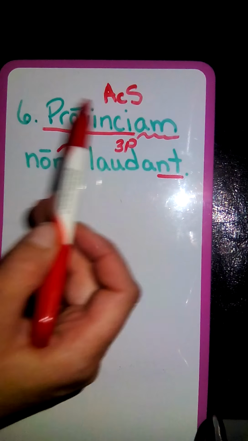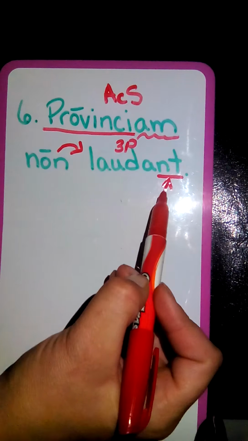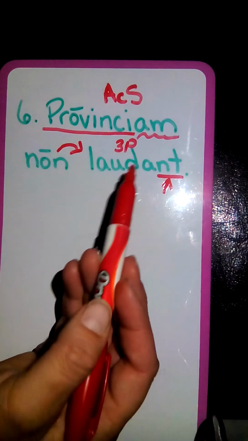Well, what do we know? We know our verb and our subject need to agree in number. So this can't be our subject if that is singular and this is plural. We also know it's not the subject because it is accusative, and accusative is always the direct object. So where is our subject? Well, right there, there's our subject. Sometimes they'll name what it is, sometimes they won't. So we know NT means they. So if we were going to say this sentence, we would say, they do not praise the province.